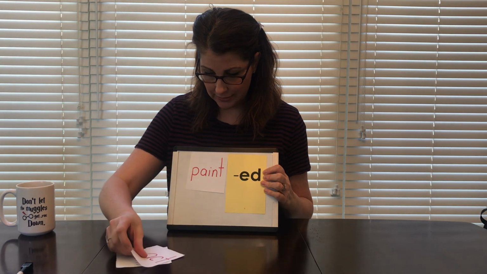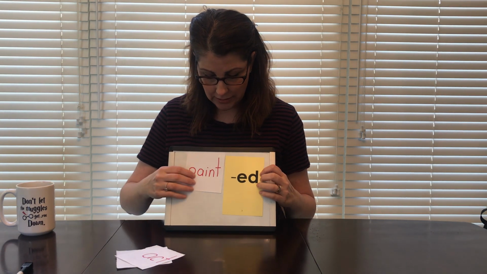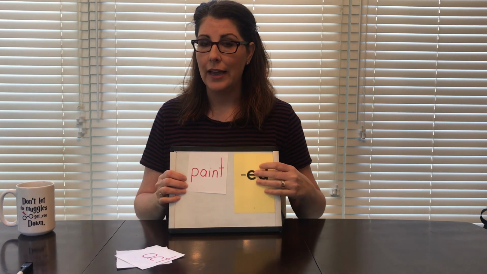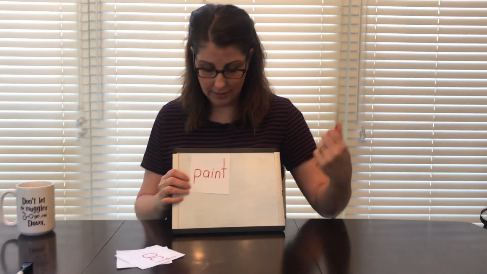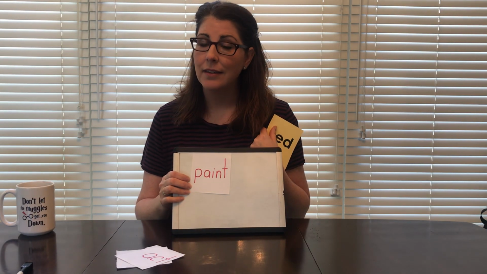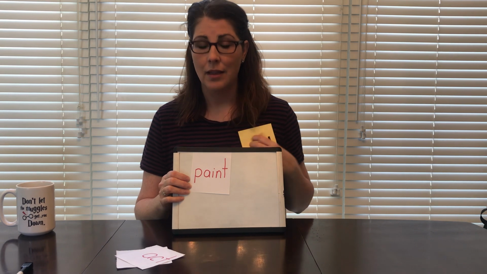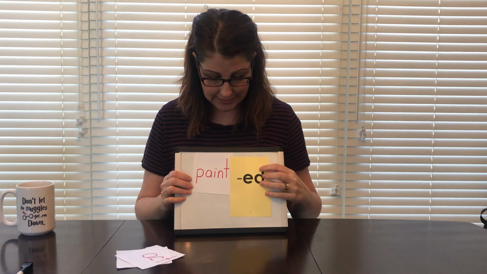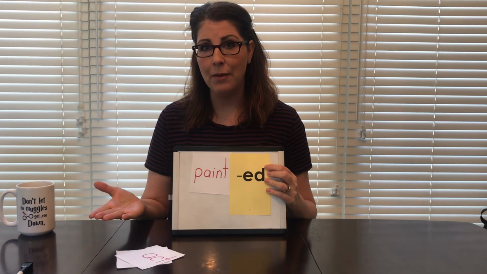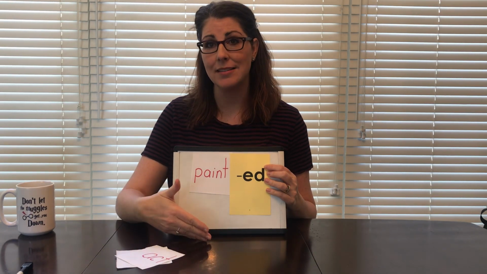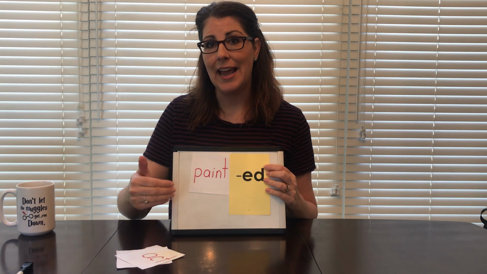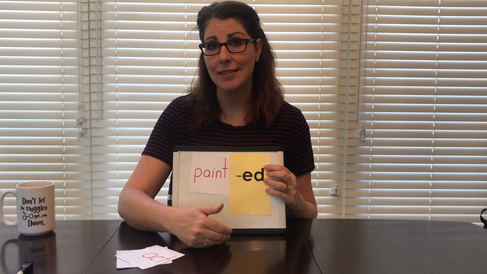What about this one? Painted. So what would my base word be? I can take away the suffix and my word is paint. Paint is my base word. But if I add suffix ed to it, painted, well, when did it happen? It happened in the past. Suffix ed, when added to a word, means it happened in the past.